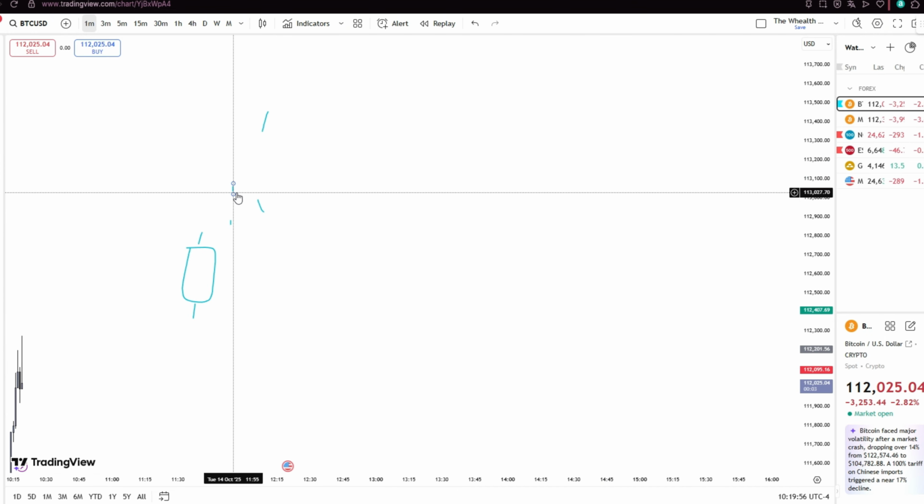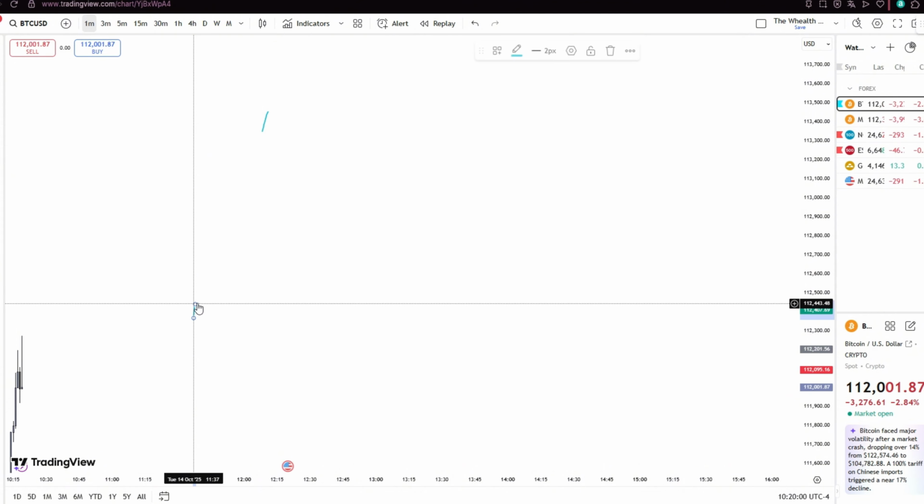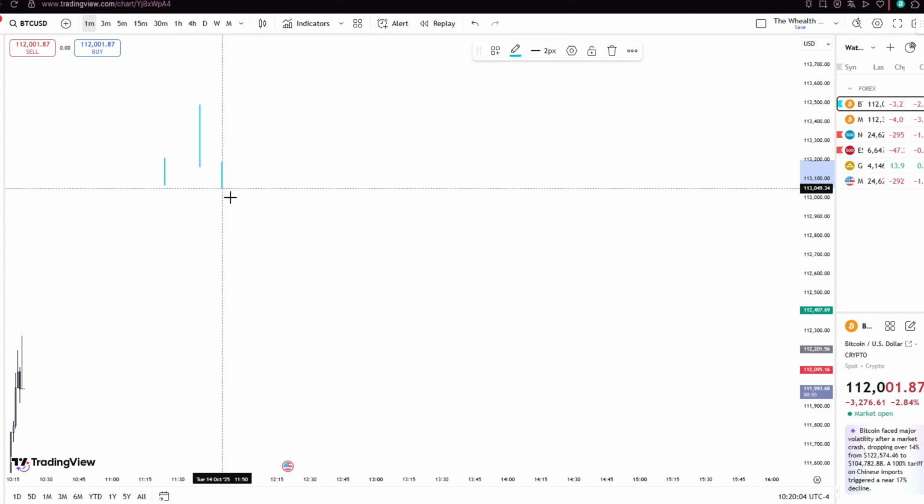We can say liquidity also just normal swing highs, swing lows. We went over this the last time.